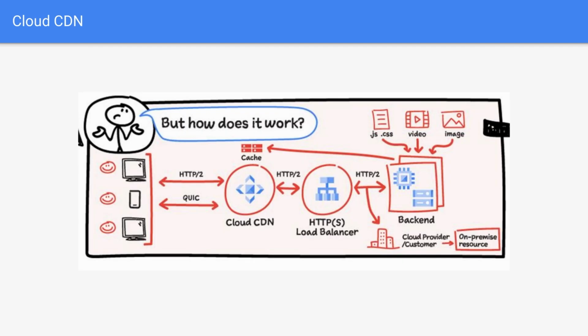Usually when using a CDN, a load balancer is attached at the back, and behind this load balancer you can use a VM or a bucket as the backend. So this is how we use a CDN. And what do we need to use a CDN? We need a load balancer and then a VM or bucket to use as the backend, so you can keep them in mind.